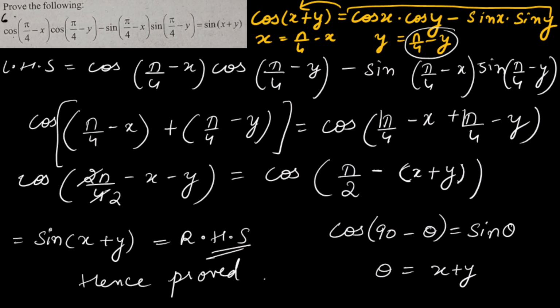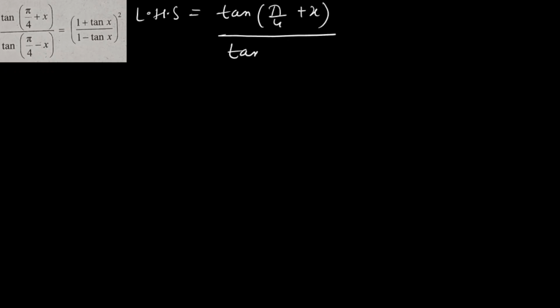Let's do question number 7. In the 7th question, we are going to do the same thing. We have to prove left hand side equal to right hand side. So the left hand side of this question is tan(pi/4 + x) divided by tan(pi/4 - x).